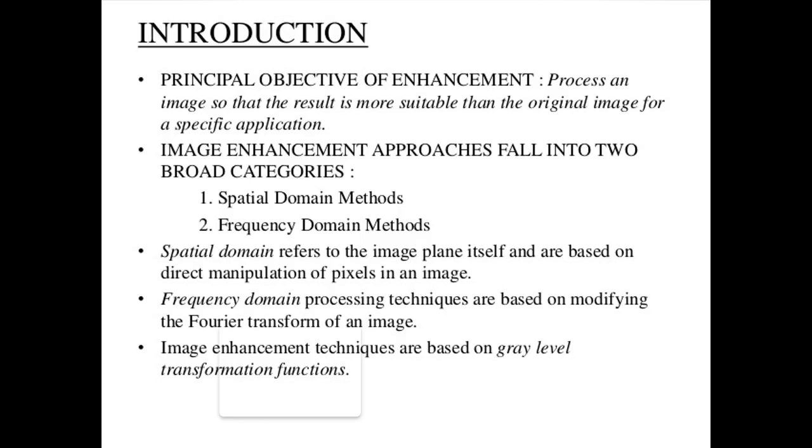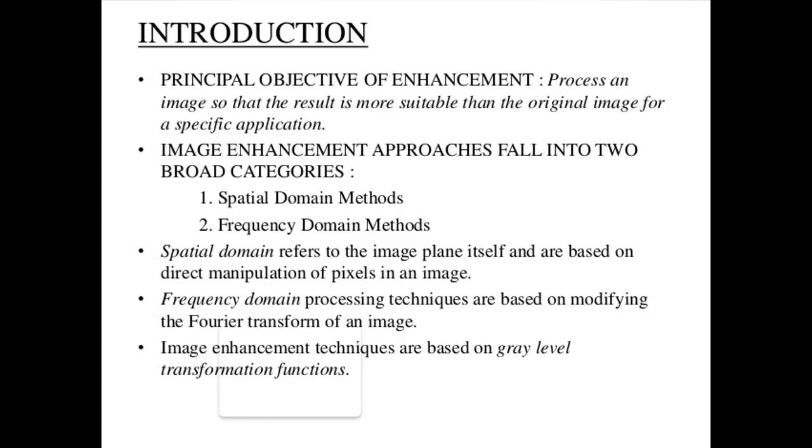The spatial domain deals with direct manipulation of pixel values. The frequency domain deals with modifying the Fourier transform of the image. In this frequency domain, the image will be converted from spatial domain to frequency domain. Then it is processed using Fourier transform. After processing, the image is converted back to spatial domain. Third method is combination method, which is a combination of first and second method.